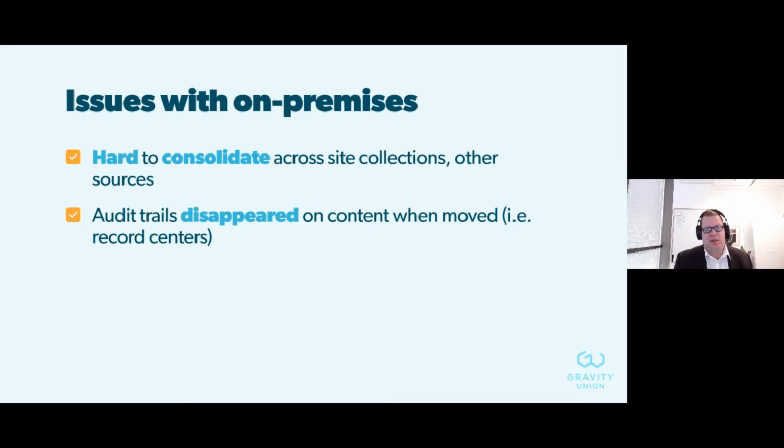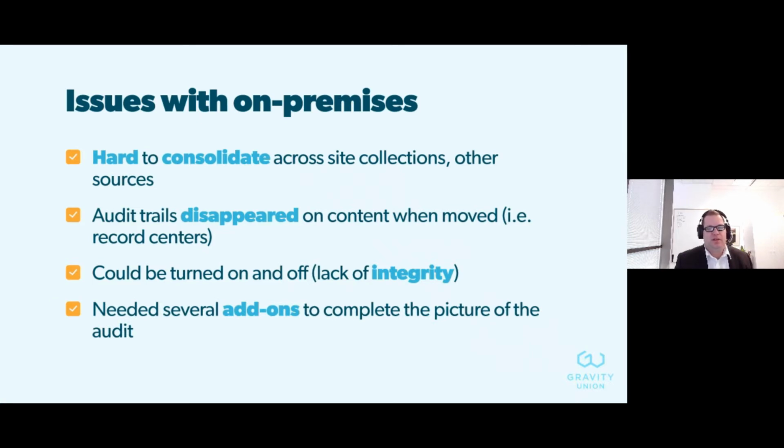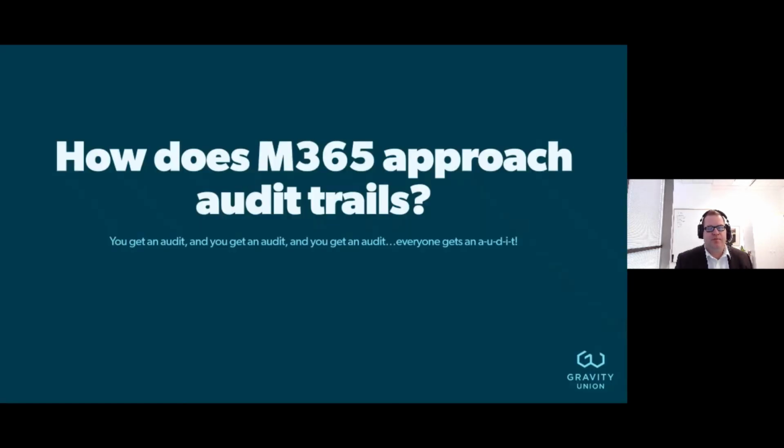And your audit trails disappeared if your content moved around, for example, if archiving it back to a record center. It could be turned on and off, and so there's certainly a lack of integrity there. And oftentimes we see RFPs where people would like that functionality, but the reality is if you have the ability to turn on and off the audit trail, then it's no longer really an audit trail, because you can't be certain if you didn't capture something because it didn't happen or because the audit trail was turned off. And you typically needed several add-ons to complete that picture.